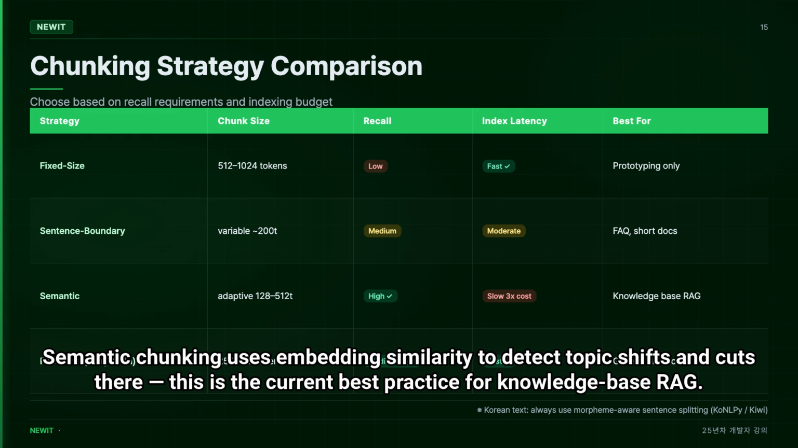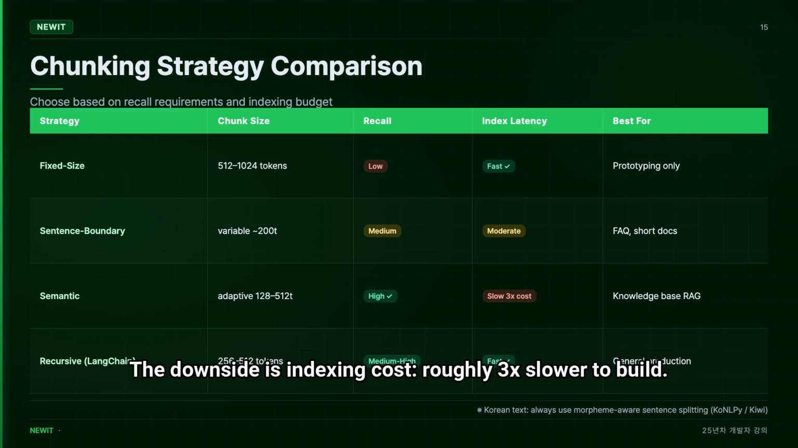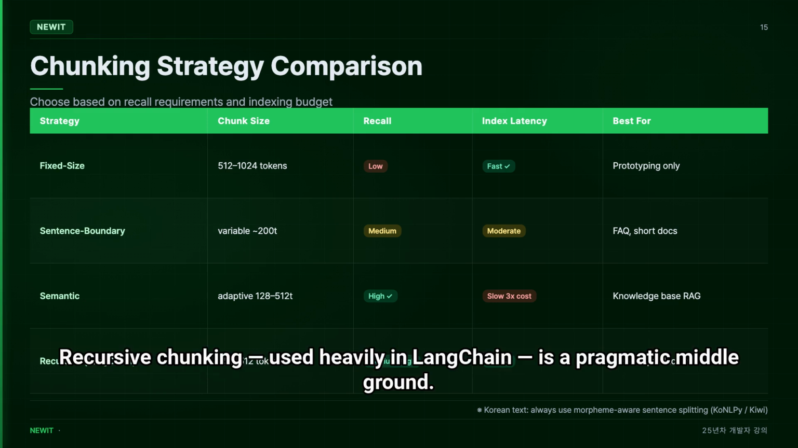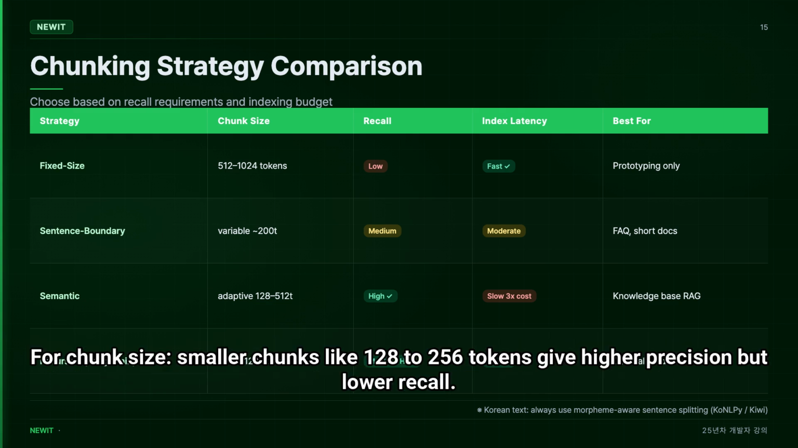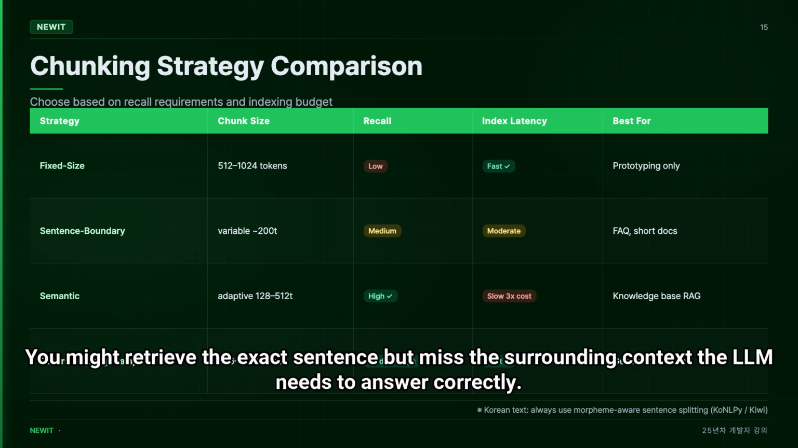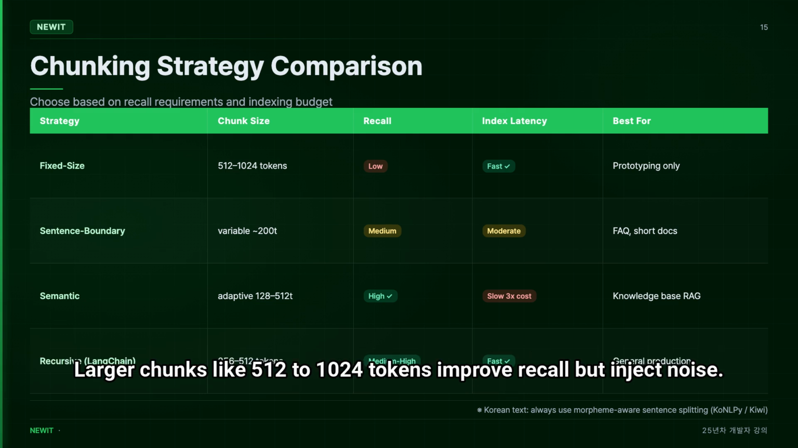Semantic chunking uses embedding similarity to detect topic shifts and cuts there. This is the current best practice for knowledge-based RAG. The downside is indexing cost, roughly 3 times slower to build. Recursive chunking, used heavily in LangChain, is a pragmatic middle ground. It tries paragraph breaks first, then sentence breaks, then character breaks, giving you natural language boundaries without the full cost of semantic analysis. For chunk size, smaller chunks like 128 to 256 tokens give higher precision but lower recall. You might retrieve the exact sentence but miss the surrounding context the LLM needs to answer correctly. Larger chunks like 512 to 1024 tokens improve recall but inject noise.